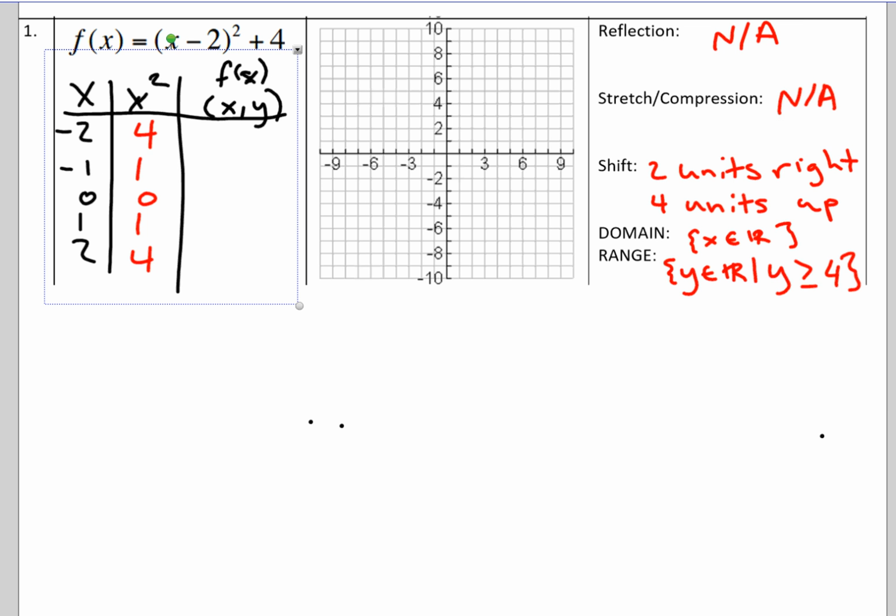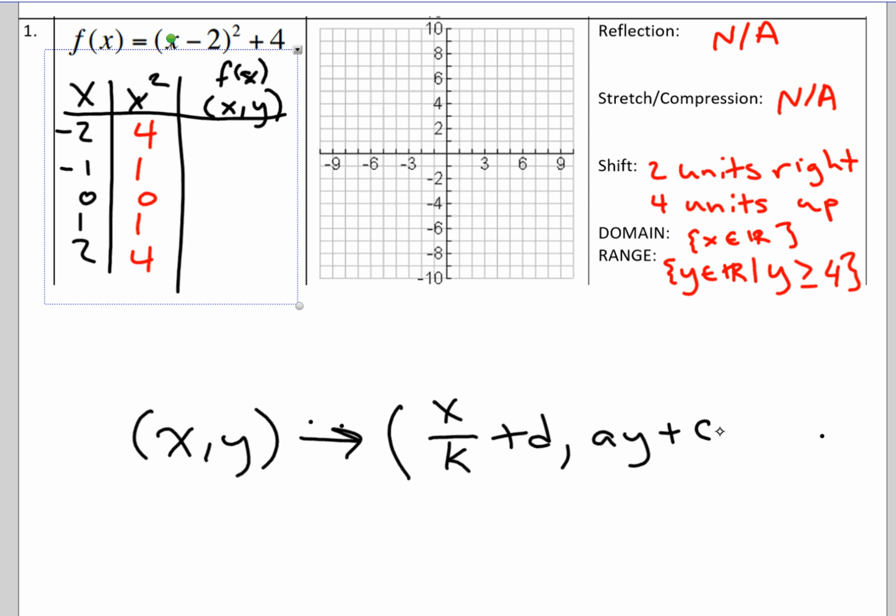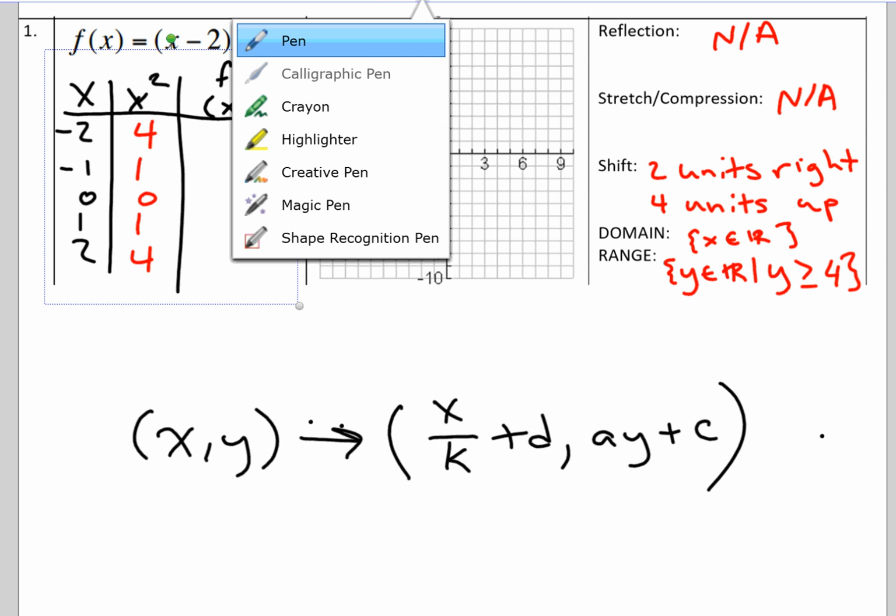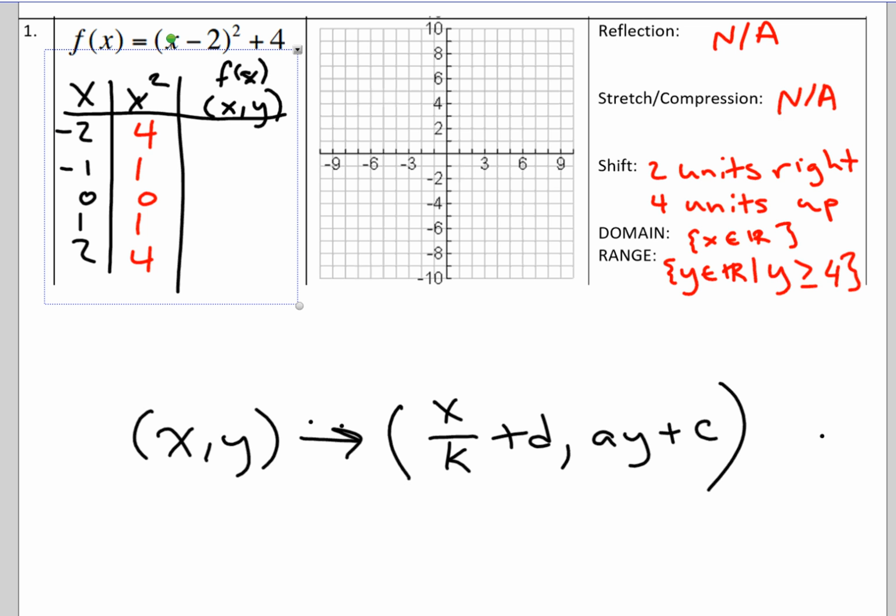If we look at our mapping transformation now, x, y will become a new point, and it'll be x over k plus d and ay plus c. So let's highlight the ones that are important. Because there's no reflection, no stretch or compression, we're not going to worry about k, but we do have a d value, 2 to the right, so plus 2, and 4 units up, so plus 4. Okay, so the original x value is going to be x divided by 1 because we don't have a k value, so x plus 2.